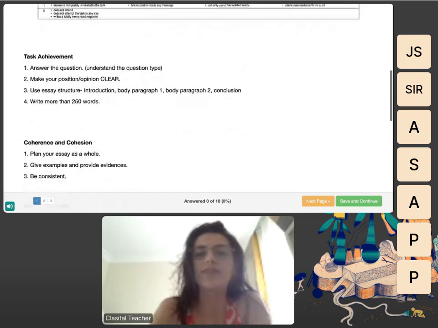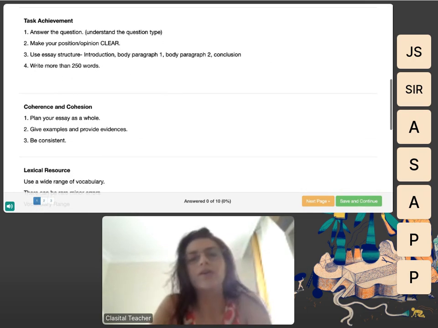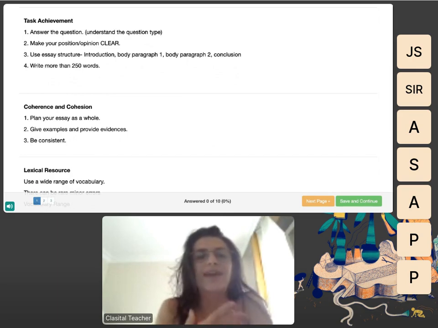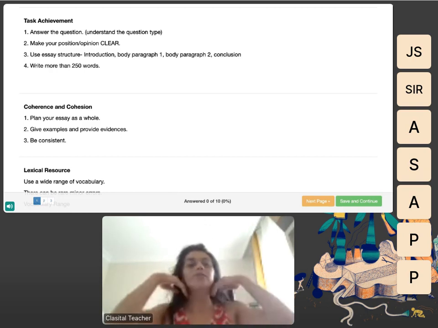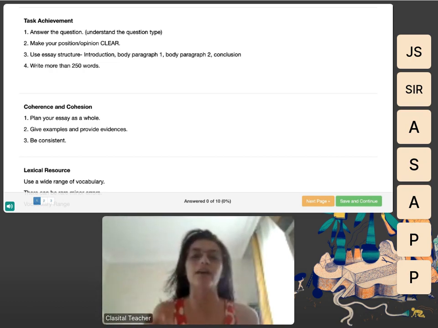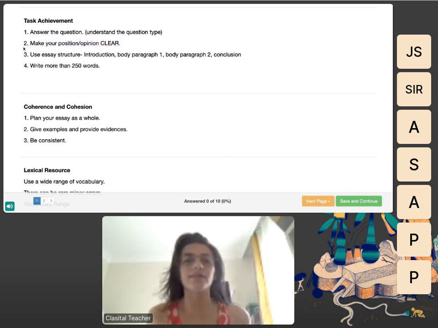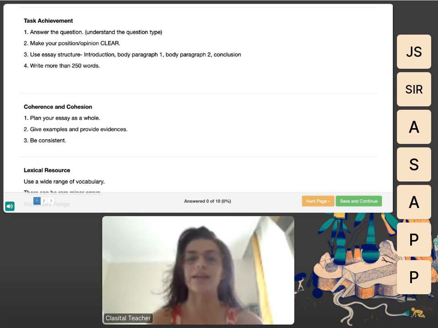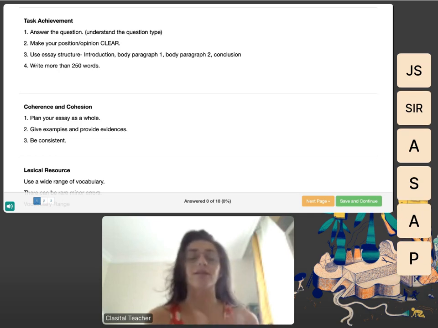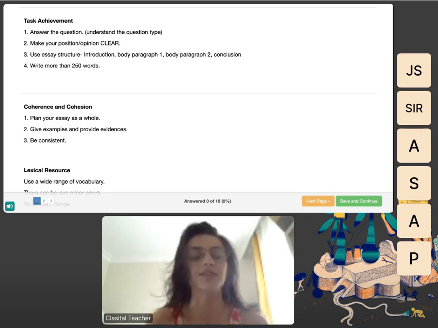All right. So let's talk about these 4 criteria in detail right now. In task achievement, they ask for you to answer the question, understand the question type correctly. As I've said, we will look at opinion essays today, opinion questions. And in this part, it's important to acknowledge that the question we're tackling is an opinion essay question. That's why we need to give our opinion, our position very clearly. As soon as the examiner reads our essay, he or she needs to understand what position we're taking, because that needs to be clear to get a good task achievement score.